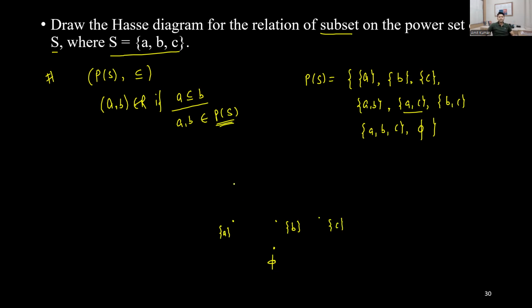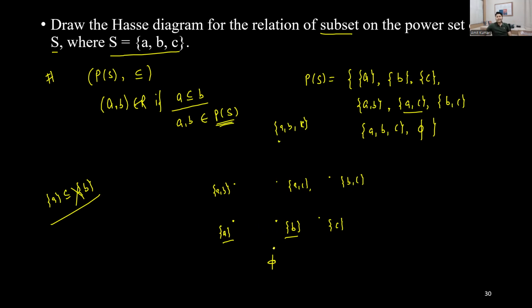So I am putting phi, then all the singleton elements, singleton A, then singleton B, then singleton C, then pairs, then pair A comma B, then A comma C, then B comma C, and finally the largest, which is A, B, C. Two elements which are not related to each other, can we put them on the same level? Like this A and this B, I put them on the same level. They can be put there because they are not related to each other. Can I say this is a subset of this? No.